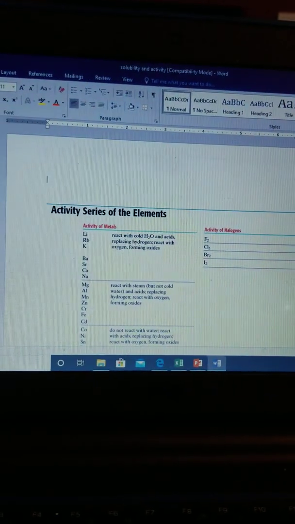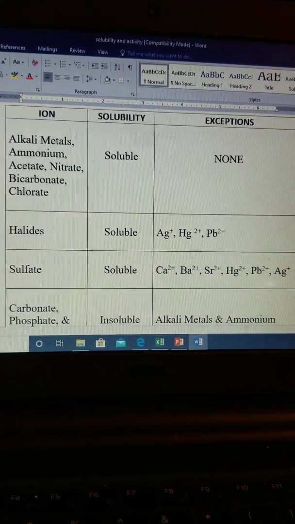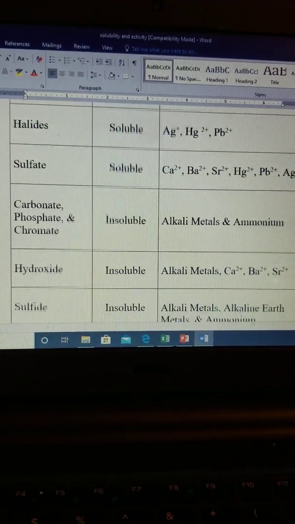There is a solubility chart in our textbook, but I also released the solubility chart to you in your folder.